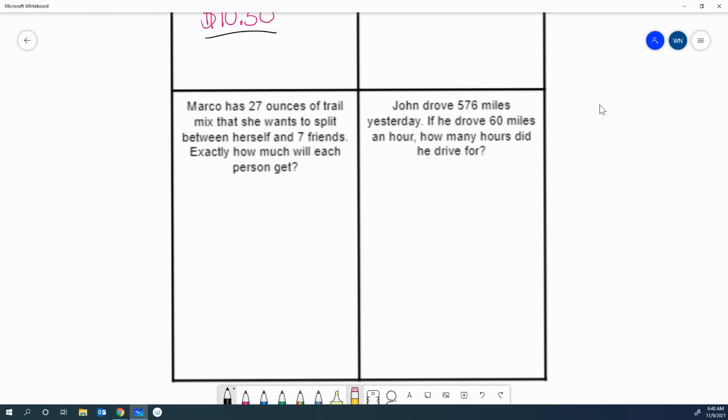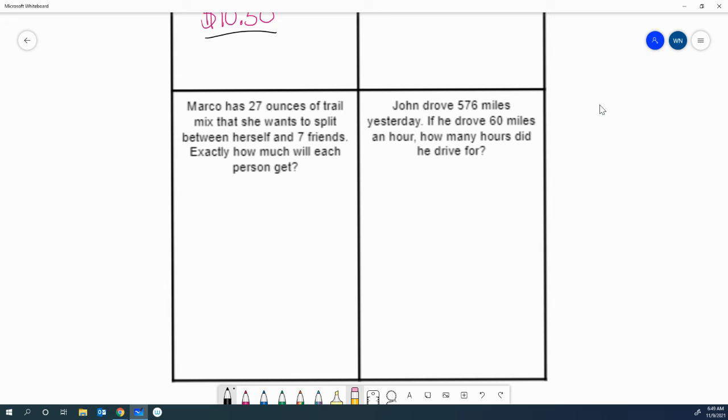That's okay. And 7 friends. Exactly how much will each person get? All right, so 2 tricky things. 1, you have to decide what you're splitting up. It kind of tells you. And you have to decide how many piles you're going to be splitting it up into. Be careful with that one. Go ahead and try it out.